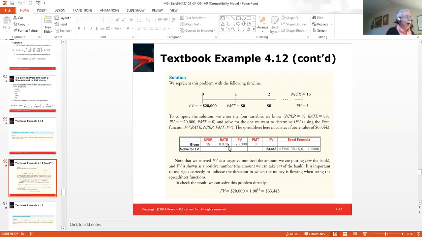The rate at 8%, the number of periods being 15, the fact that we're solving for future value, and we start with a present day amount of negative $20,000, the result is given as $63,443.